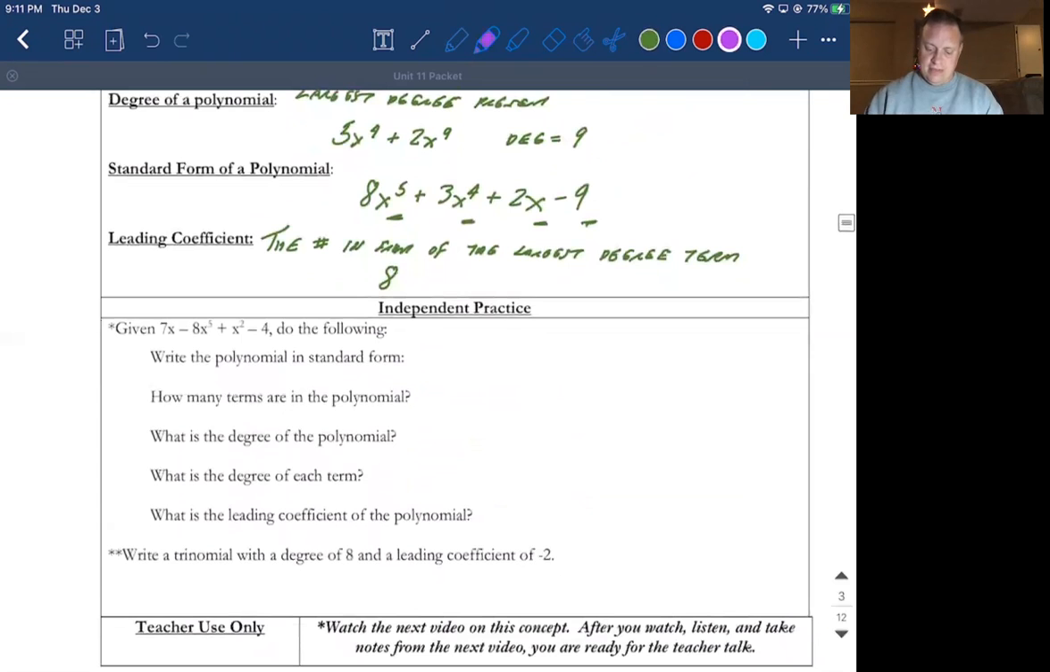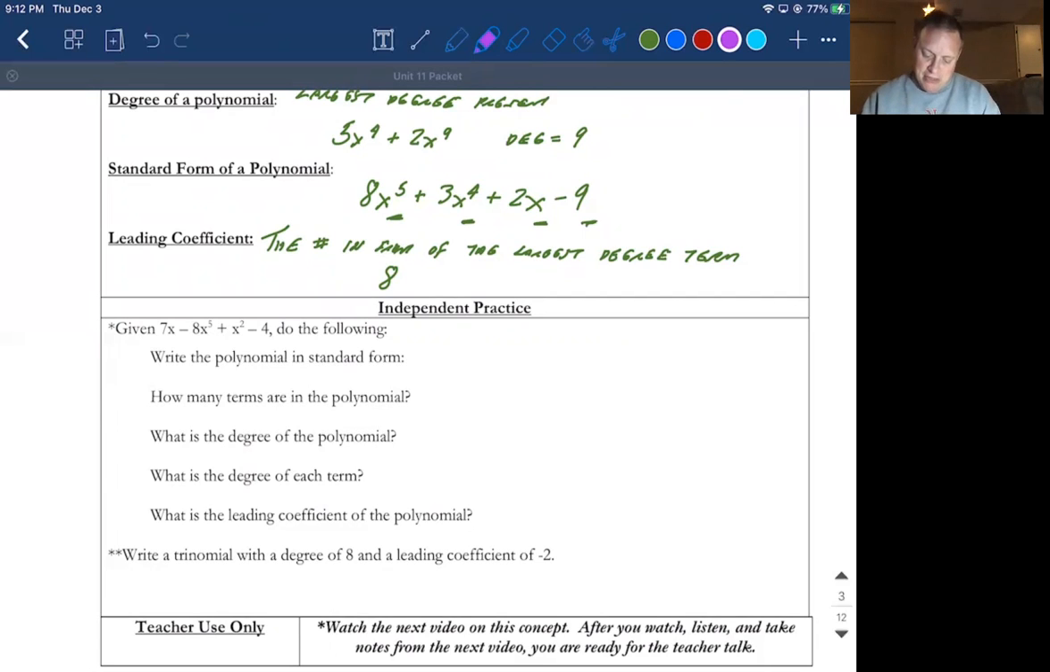All right. That's the definitions. Take a moment, put these into practice right here. You're given 7x minus 8x to the 5th plus x squared minus 4. Do the following with those. Pause the video and see if you can do it. I bet you can. Do you think you can? I bet you can. Did you pause the video? Hopefully you did. Hopefully you've tried them. You got to do that, folks, to make sure you're understanding things as we go. Okay, and make sure you're listening to what I have to tell you as well.